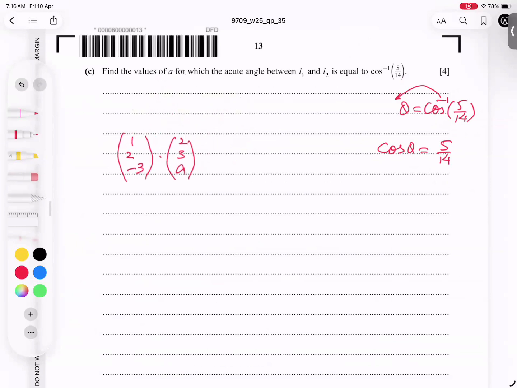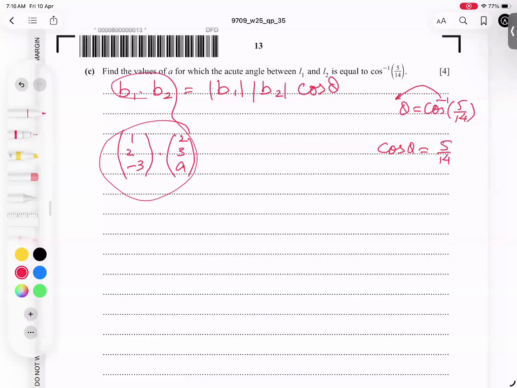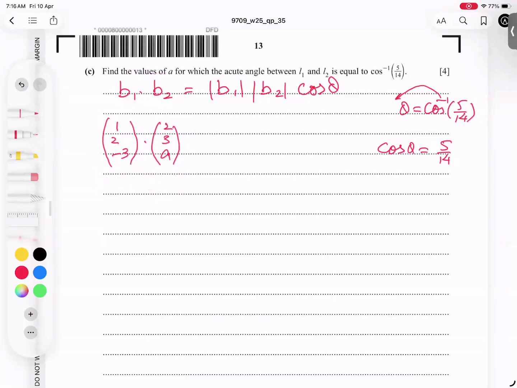Let me write the formula, then I will write the values. The formula is direction 1 dot direction 2 is equal to the magnitude of the first direction into the magnitude of the second into cos of theta. Okay, this I got from here. B1 dot B2 is not hard to understand, from where I got this one.